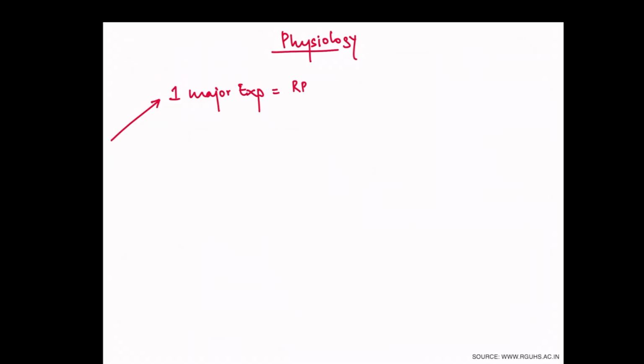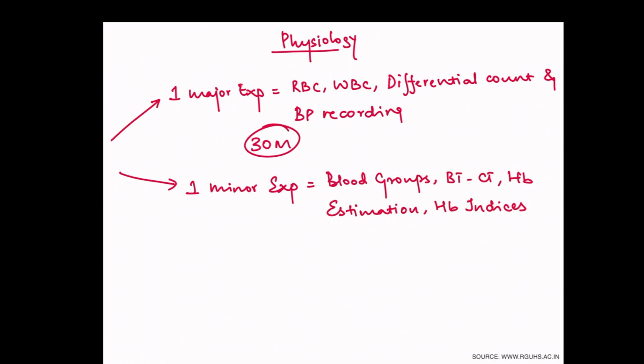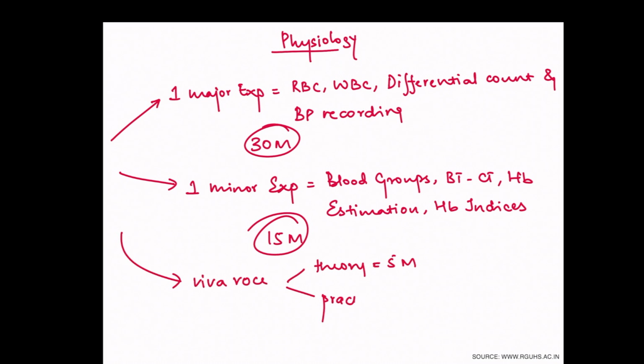Coming to your physiology practicals, this will be divided into major and minor experiments. Major experiments are the ones given here bearing more marks, that is 30 marks. Minor experiments, as explained earlier, these are the ones and this will be bearing 15 marks. Viva OC will be divided into theory and practical and this will be 5 marks each.